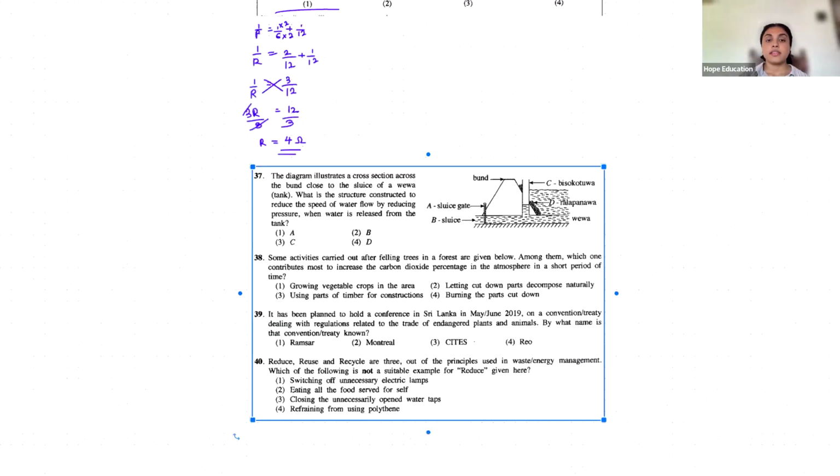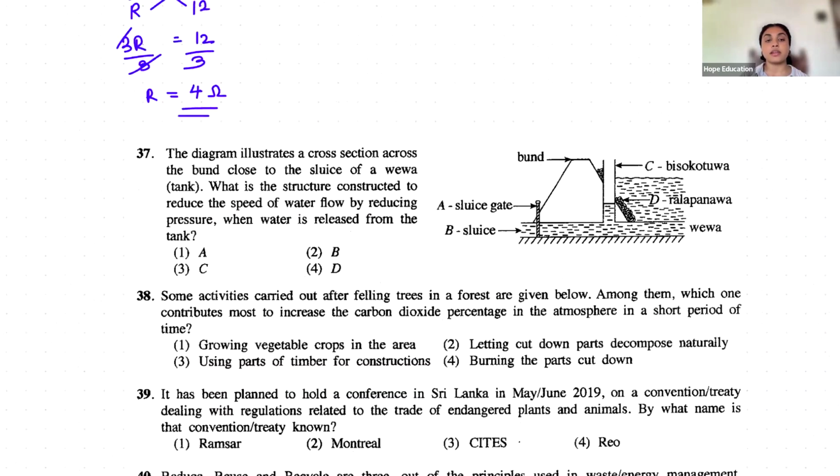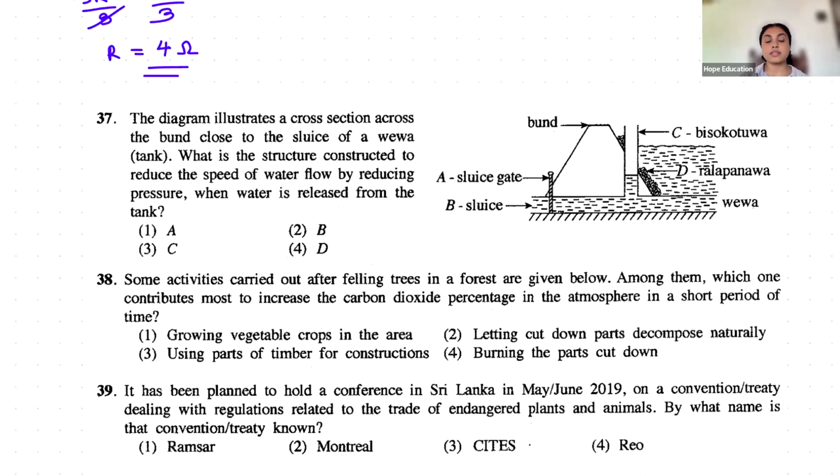Okay, 37. The diagram illustrates a cross-section across the bund close to the sluice of a valve. What is the structure constructed to reduce the speed of water? Make a biosphere වල කොටසක්. මොකද biosphere වල තියෙනවා එක කොටසක් where we learn about the traditional irrigation techniques. So when we are talking about traditional irrigation techniques, you know the valve or the tank built by ancient kings in Sri Lanka. It is very highly advanced compared to even modern technology. Even now it is a question. People are still amazed by the amount of technology people in those days had. මොකද ඇත්තටම කිව්වොත් මේක ගොඩාක් කාලයකට කලින්නේ, right?